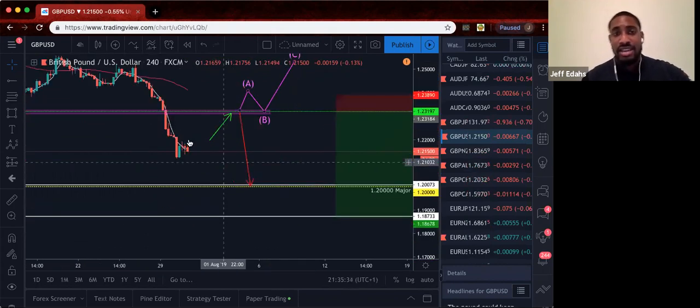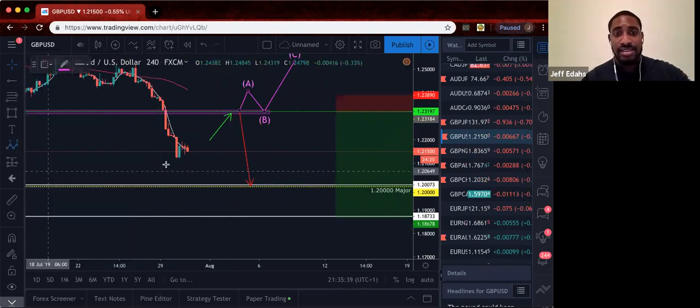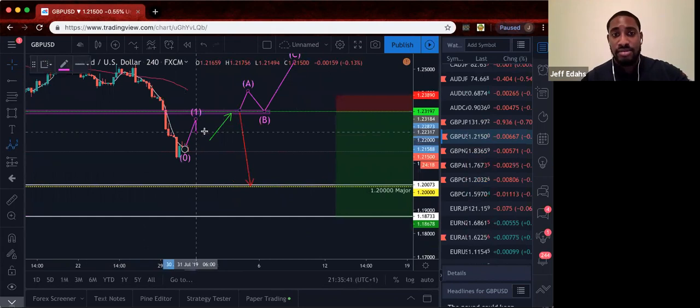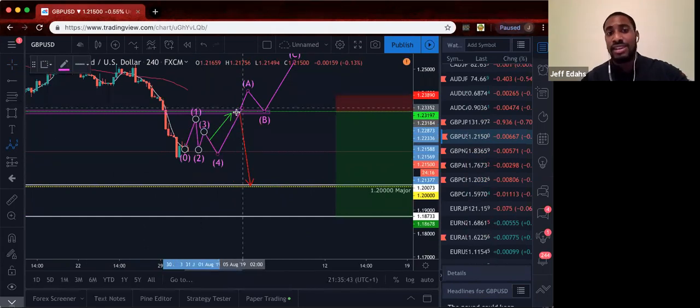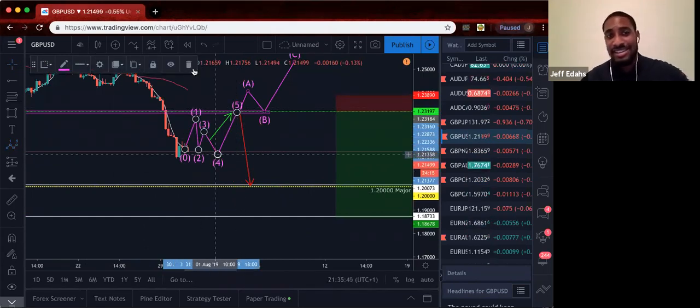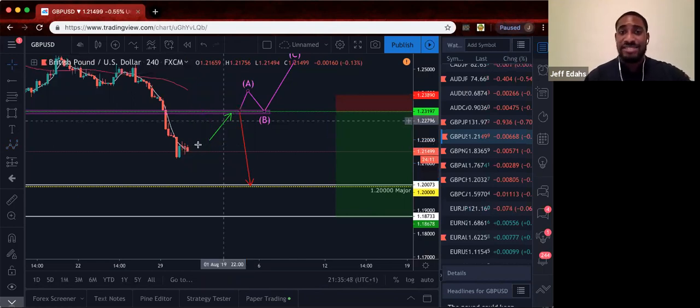But for now, I believe this is what's going to happen, and it might take some time because I believe it's going to flag for some time. Maybe do that 1, 2, 3, 4, 5. Not the cleanest of drawings, but you get the point. It's going to zigzag for some time and create some consolidation before it falls.